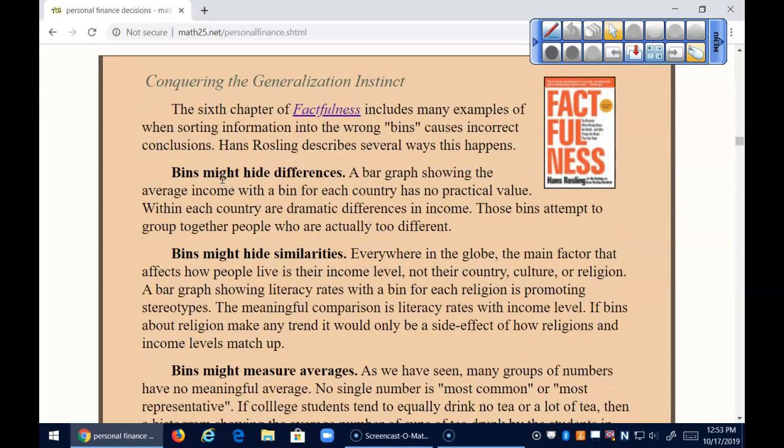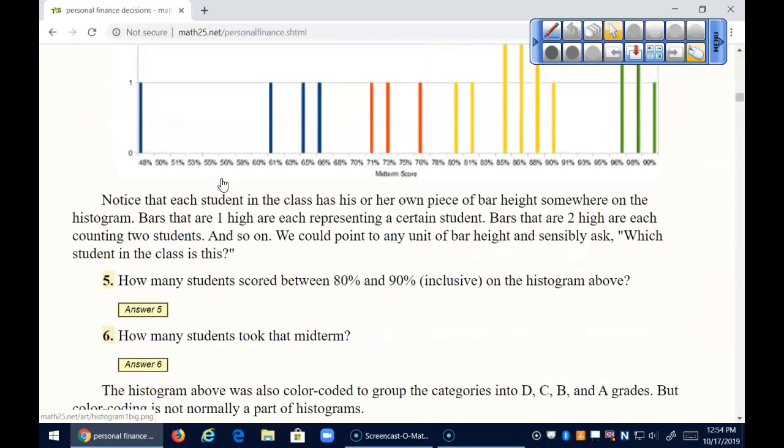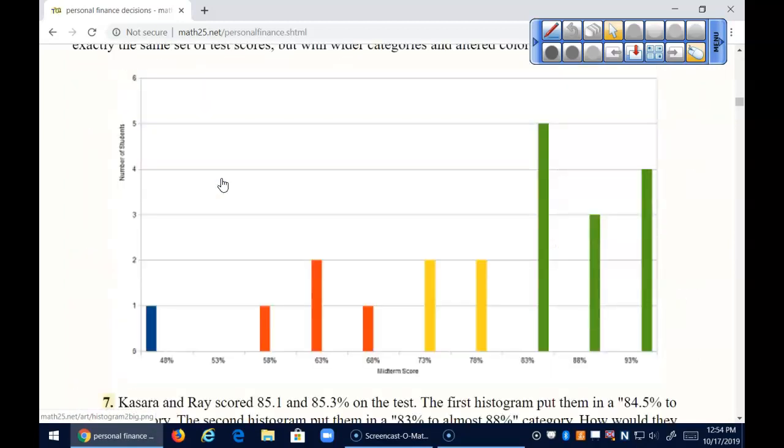In the Factfulness book, the 6th chapter has many examples of when bins cause problems. Remember the two math score ones where this data set, which looks like nice A, B, C, D clumps, and this data set are actually exactly the same data. It's just the bins are different on the bottom of the histogram. These were more than twice as big, so by clumping students differently, the shape changes.